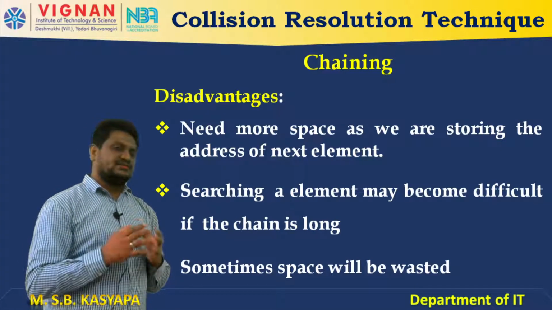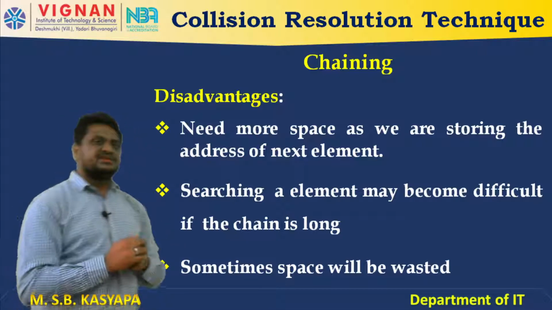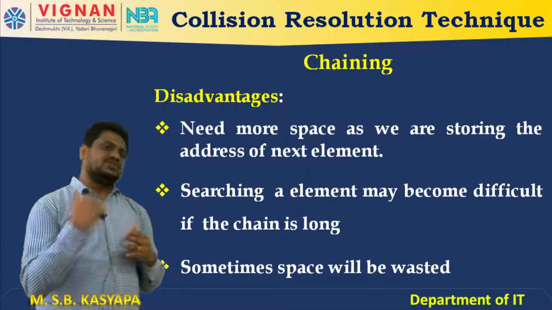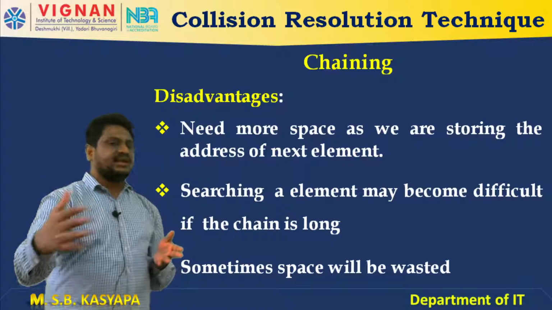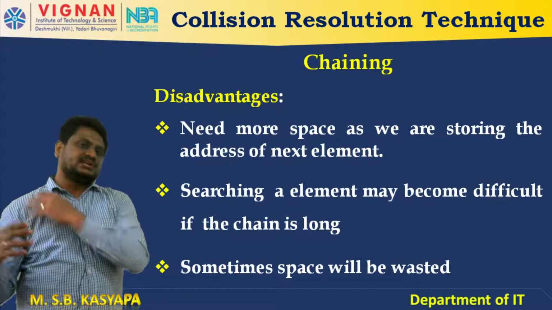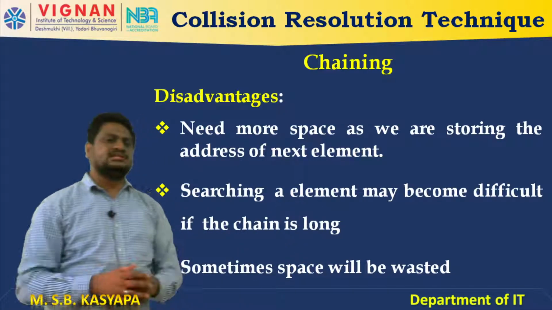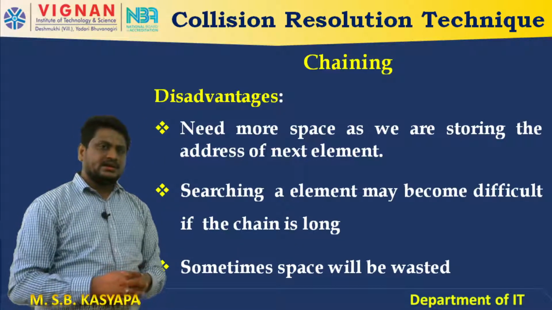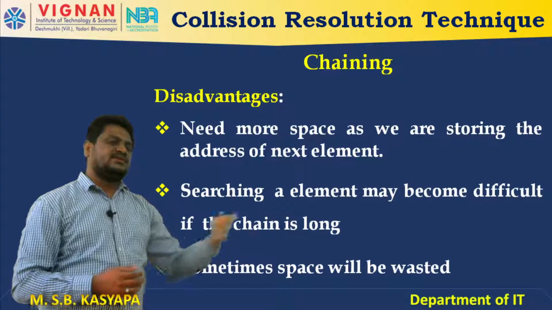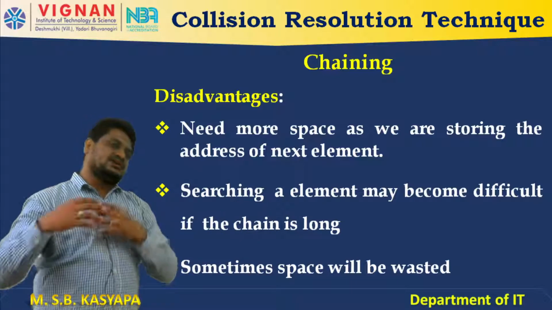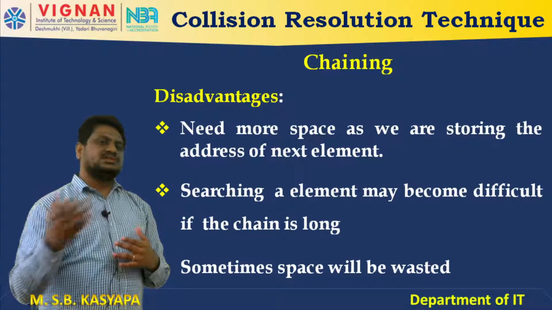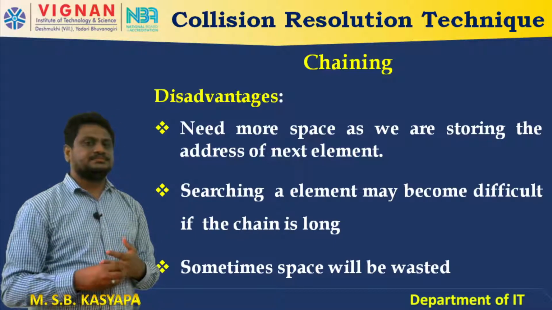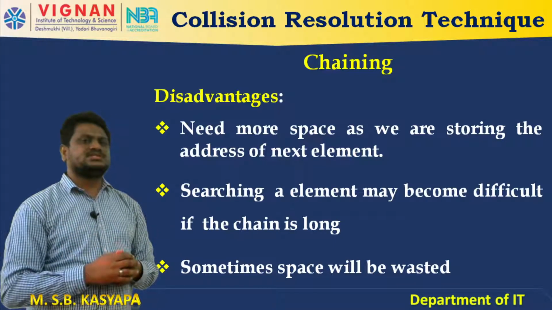Like previously explained, if I want to insert 15, 25, 35, 45, 55, 65, which give the remainder 5, I have to insert all the values in a linked list at the key value 5. If I want to search for some value, then I need to check the complete data. If it is a long chain, searching is very difficult.